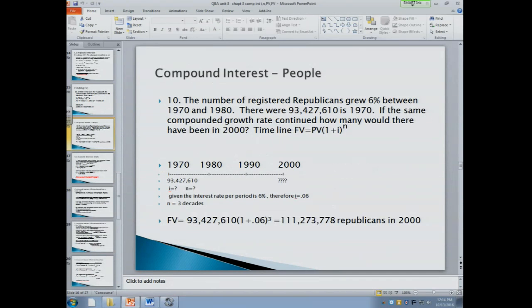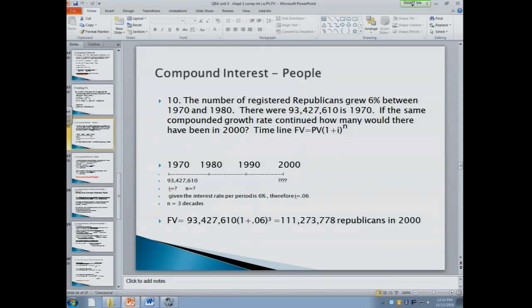Next. Now, this problem may be a little bit different on your handout. We don't always talk about compounding with money. We might say the number of students at a college is compounding, or it might be growing exponentially. In this case, we're talking about the number of registered Republicans grew by 6% between 1970 and 1980. There were 93,427,610 in 1970. If the same compounding growth rate continues, how many would be there in 2000?